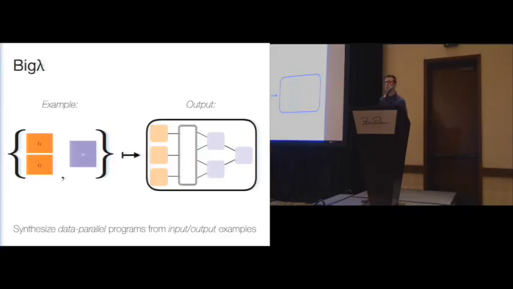And with that in mind, we've introduced the tool Big Lambda. Big Lambda is a method for synthesizing data parallel programs from input-output examples. So the end user would be able to provide an input-output example, a couple of instances of the original input and what the output should be, and Big Lambda will churn away for a little bit and will produce a data parallel program that is consistent on this input-output example and will scale to running on even more data.